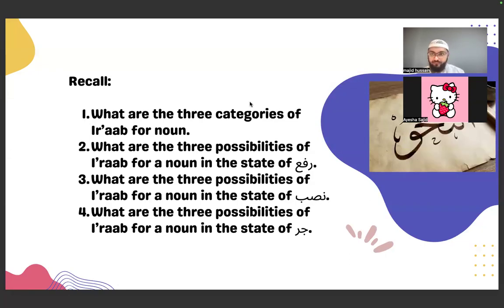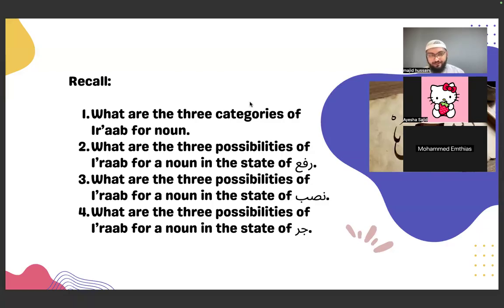Then in the state of nasab, what are the three possibilities of i'rab? That's the verb, that's why I'm still confused. I wrote the tables. Want me to give you a hint? Let me have my table in front of me, then it will come back to me. Okay, so I have the table in front of me. In nasab, it's the fatha in the beginning as singular.